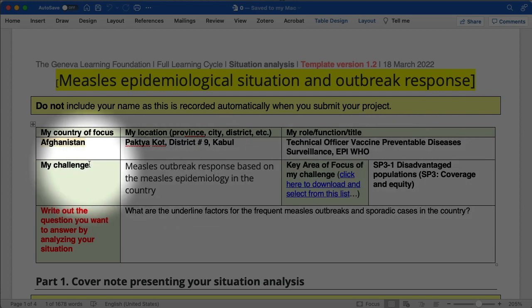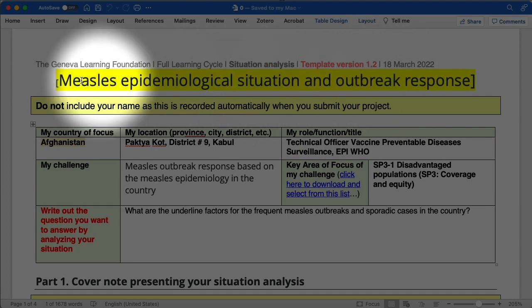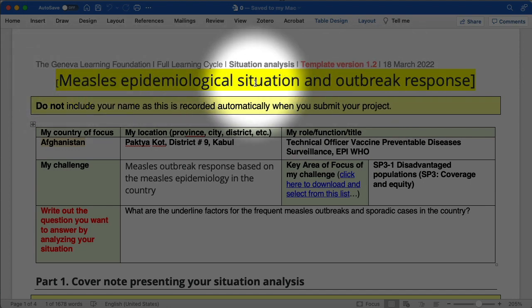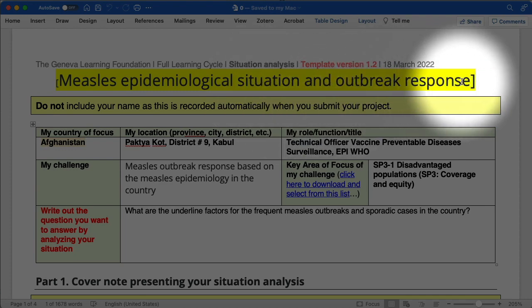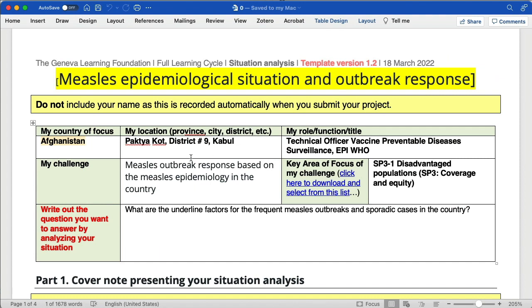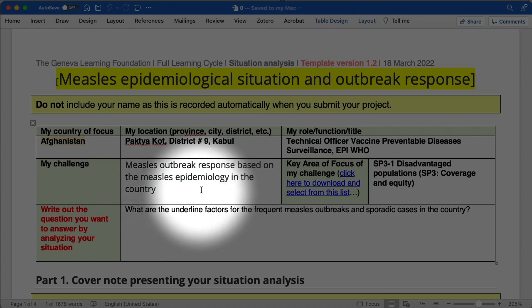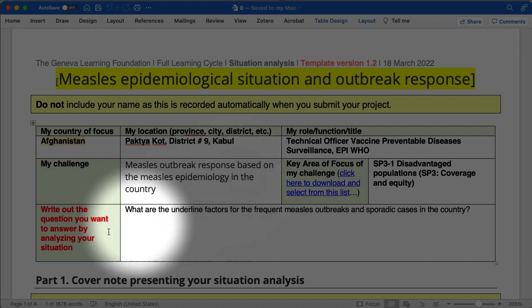Now, the first thing I would check is in fact this box and the title. So what is this person actually analyzing? It's the measles epidemiological situation and outbreak response. So that's missing an active verb, but it certainly is a good summary of what to expect. So the challenge is measles outbreak response based on the epidemiology in the country. So I'm guessing this has a national focus.